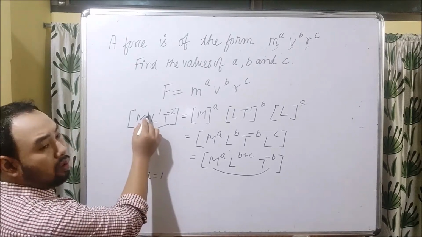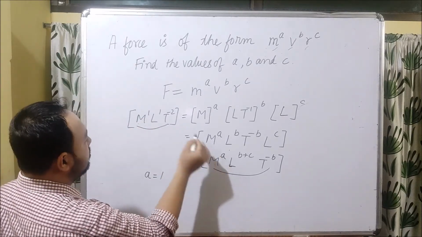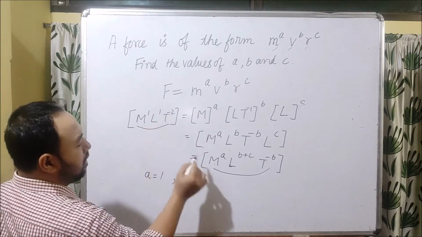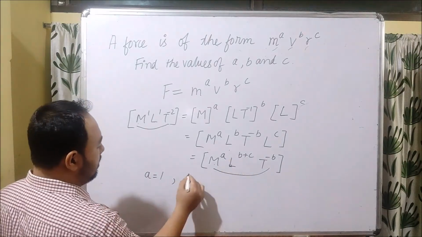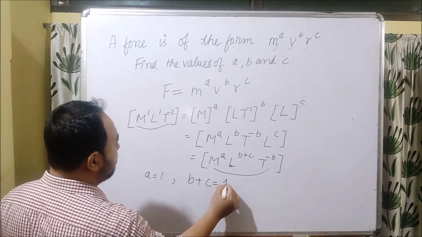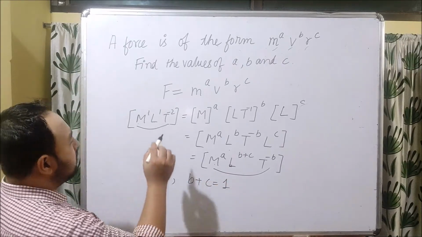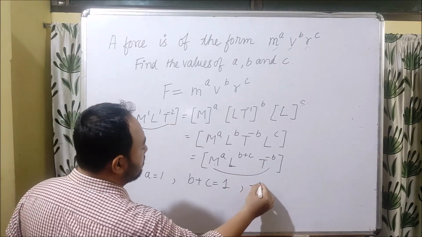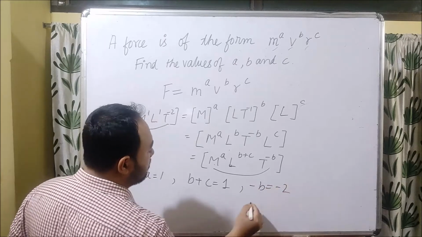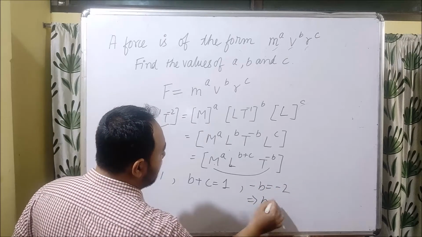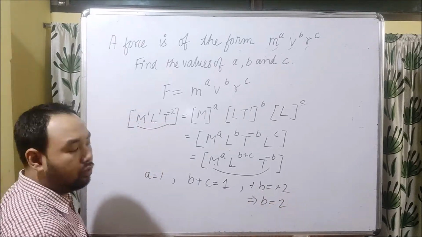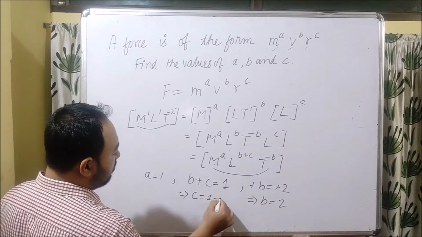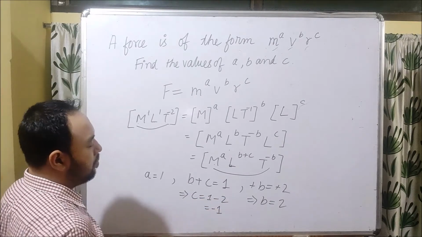Here m to the power 1, here it is m to the power a, so a will be equal to 1. Then for L it is the power 1, here for L the power is b plus c, so b plus c is equal to 1. Then for T it is minus 2, here it is minus b, so minus b will be equal to minus 2. Minus will be cancelled, so b will be 2. Here putting the value, we'll get that c is equal to 1 minus 2, which is equal to minus 1.